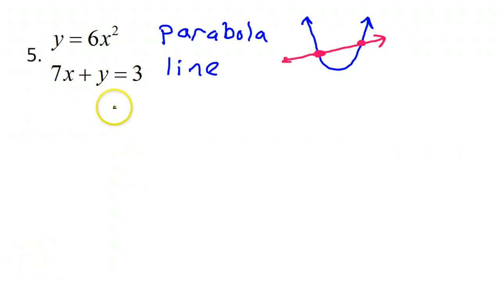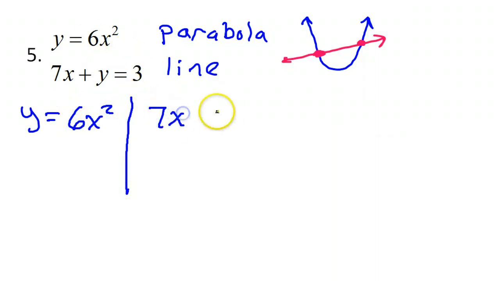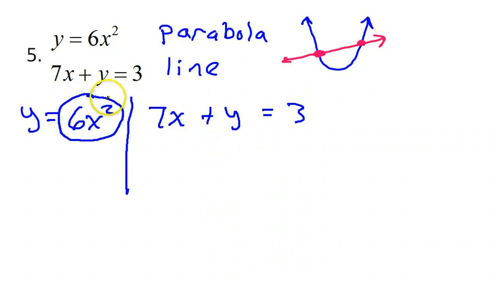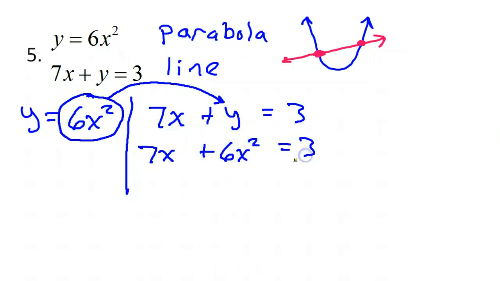Okay, I'm definitely going to use substitution once again. So I have y equals 6x squared for my first equation, and then I have 7x plus y is equal to 3 for my other equation. So y is already by itself, so I'm just going to go ahead and substitute this in for y in the other equation. So this equation will then become 7x plus 6x squared is equal to 3.